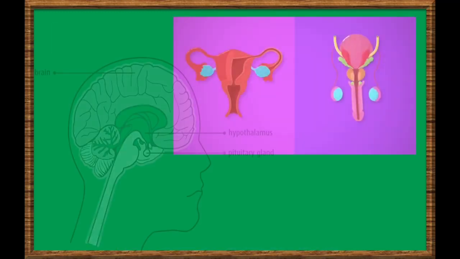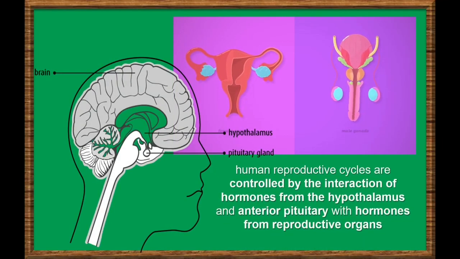The human female and male reproductive cycles are controlled by the interaction of hormones from the hypothalamus and anterior pituitary with hormones from reproductive tissues and organs. In both sexes, the hypothalamus monitors and causes the release of hormones from the pituitary gland.